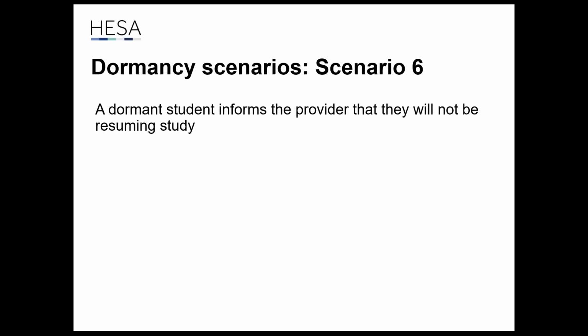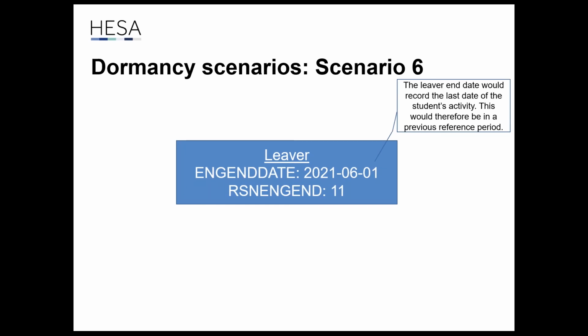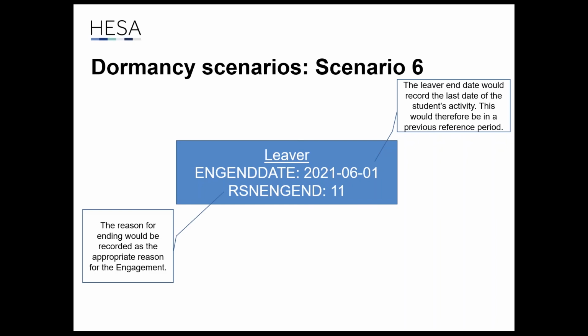They already told us the student was dormant in a previous student course session, and the student hasn't undertaken any new activity. So in this scenario, we wouldn't expect to see a new student course session. What we'd expect to see is a leaver record returned. That would consist of an end date. That's the same definition of an end date in any other scenario, so the last date of the student's activity. In this scenario, that would be in a previous reference period, backdated to the point that they were last active. And a reason for ending. That would be whatever the appropriate reason for ending is for that engagement.